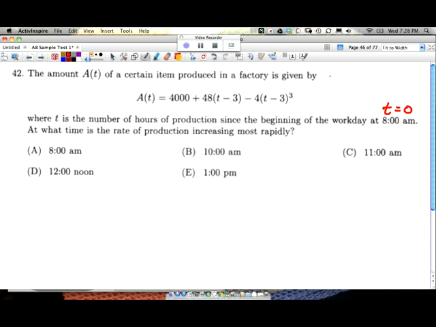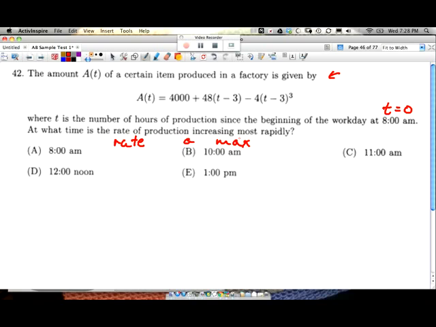Okay, so this is the amount. It's asking when is the rate a max? Now this is trickier than you would think, because you would be like, oh, so you just find when it's a maximum value. No, not quite. It's when is the rate a max. So we got to do two things.